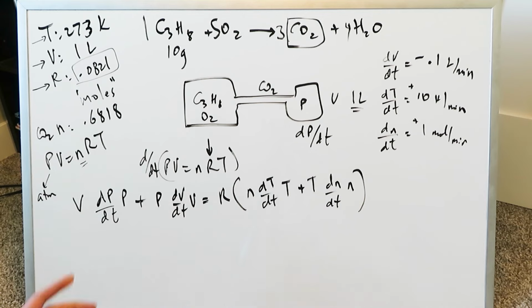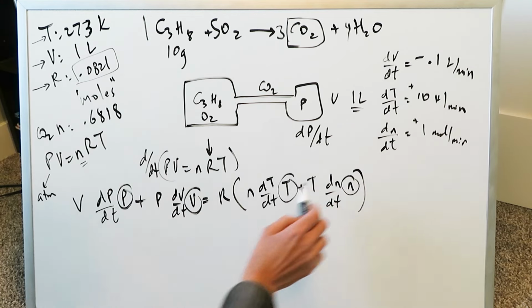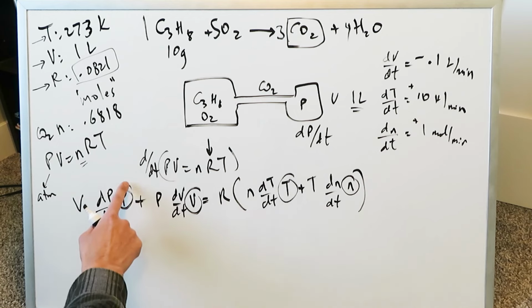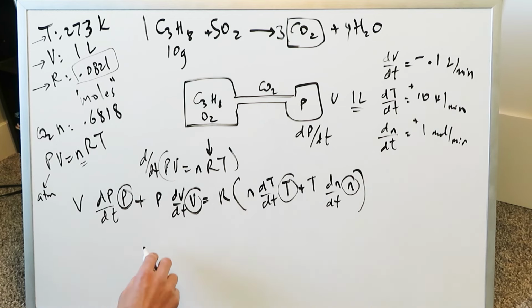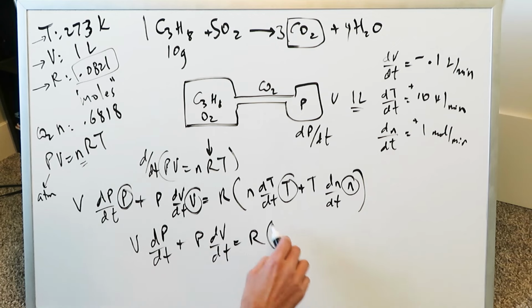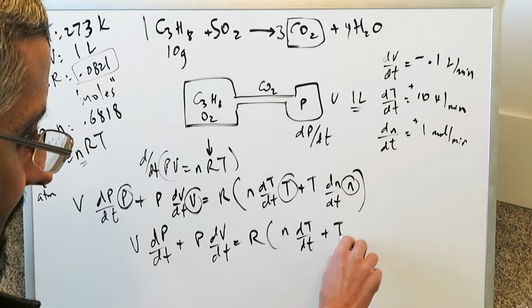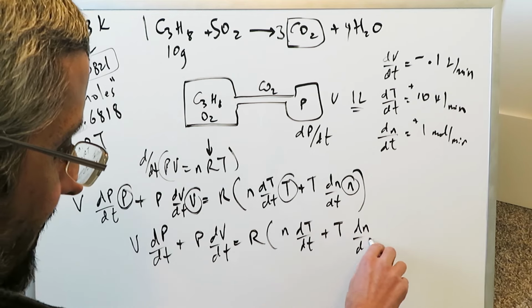We have everything, which falls very easily into play, but let's solve this out first. These variables here will disappear by means of the power rule. Think about it: anything to the power of 1 will disappear by means of its derivative. You'll be left at the end with volume times change in pressure over change in time, plus pressure times change in volume over change in time, is equal to R times moles times change in temperature over change in time, plus temperature times change in moles over change in time.